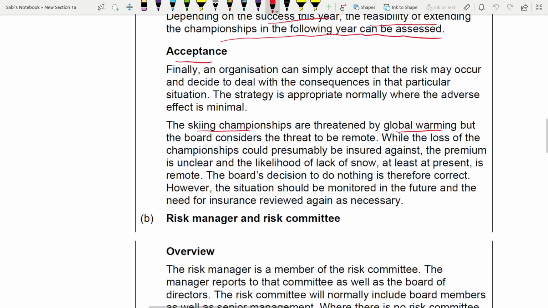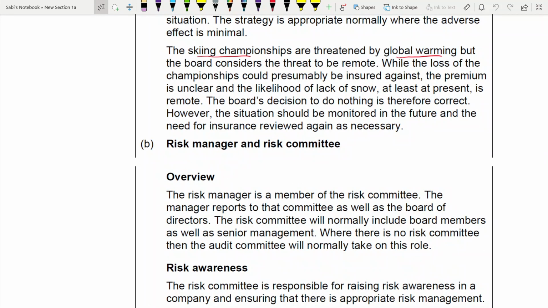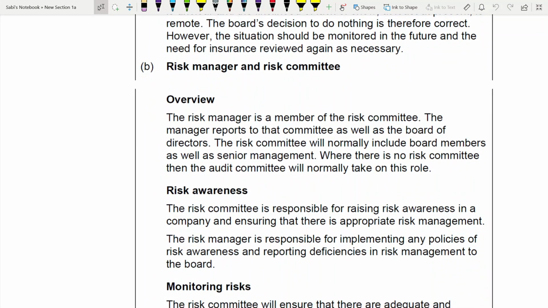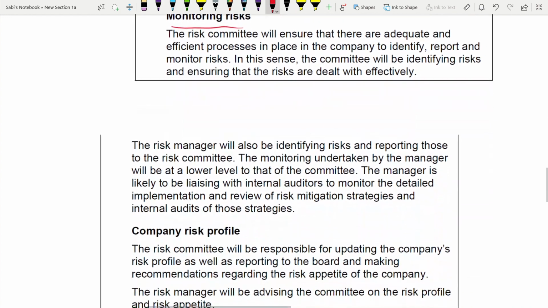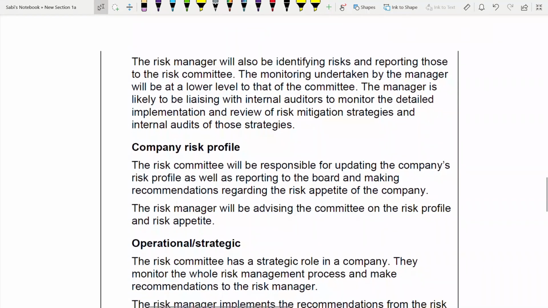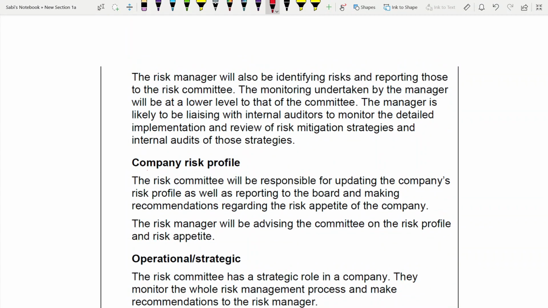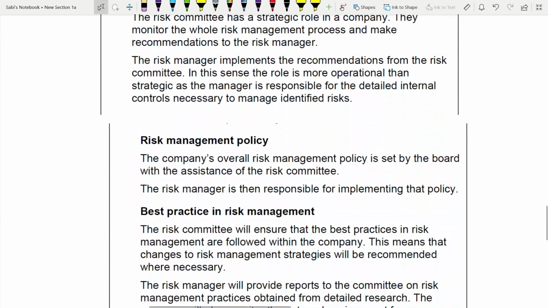Okay. Now we are going to part B, risk manager and risk committee, contrast and compare. Similarities are there, differences are there. So you write different subheadings like this: what they do, give an overview of the two things. How they do risk awareness, then how they monitor risk. Give topics like this, subheadings like this, and then under that you are going to write risk manager, risk committee, risk manager, risk committee, company risk profile, operational, strategic. Differences come here. Risk management policy, then best practice in risk management.